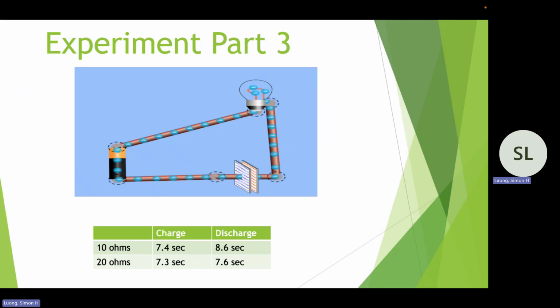So experiment part 3 is where I had a 9-volt battery, 10 and 20 ohm resistors, and 0.2 F capacitors, and then created an RC circuit containing a light bulb, battery, and capacitor, and calculated the time it takes the capacitor with both bulbs to charge and discharge. I found that for 10 ohms, it was 7.4 seconds for charge and 8.6 seconds for discharge. For 20 ohms, it was 7.3 seconds for the charge and 7.6 seconds for the discharge.